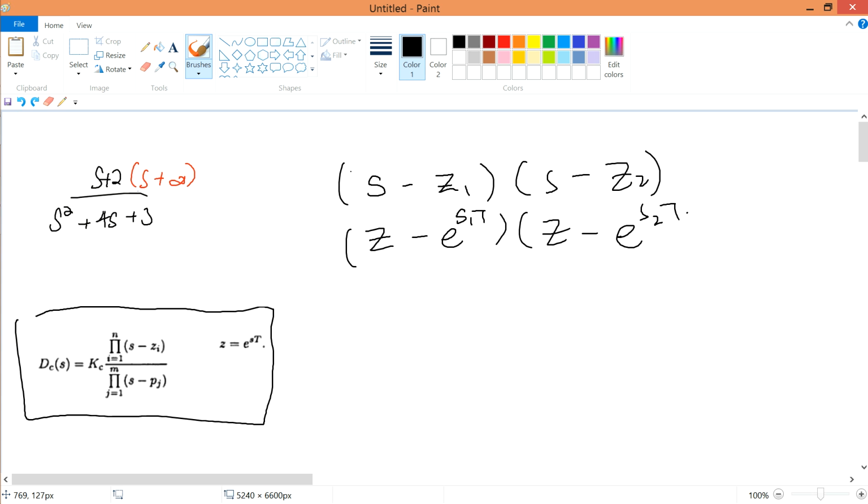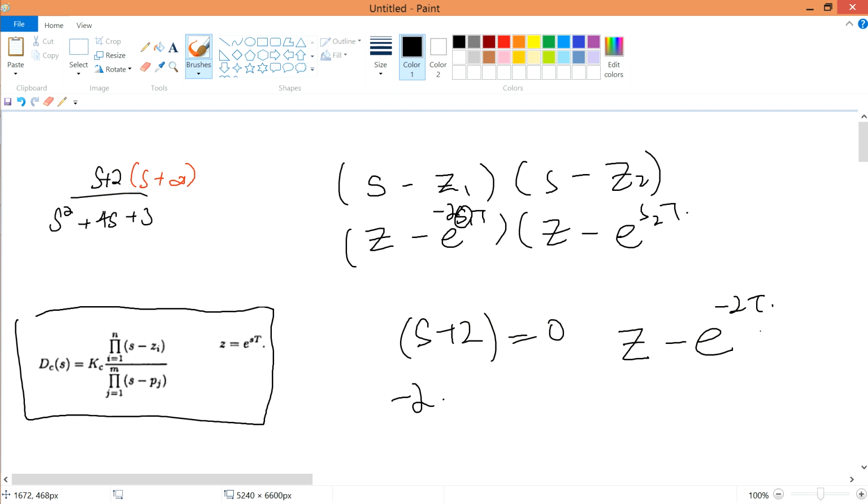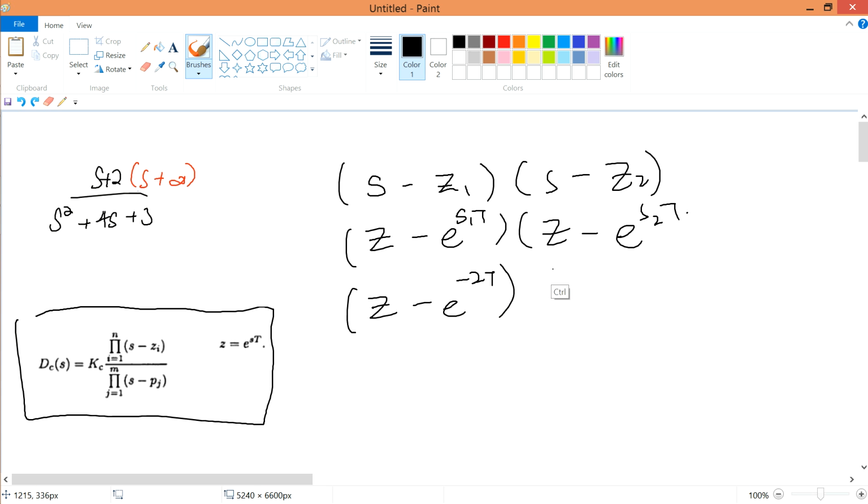So you just need to know that whenever you see this type of formula, you can write it as z minus z1, where your z1 is e^(s1 t), and that's all. Where your s is the root, because for s plus 2, for this to be equal to 0, your s must be minus 2, right? So therefore I substitute my s as minus 2. So what I will have is z minus e^(-2t), correct? And for this part, I've written z minus e^(-2t).